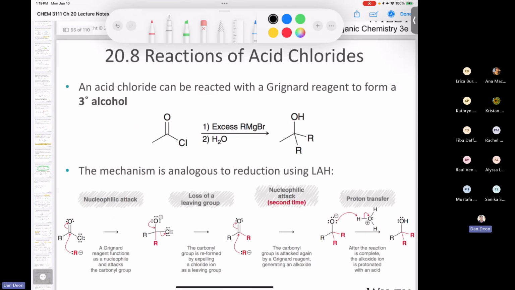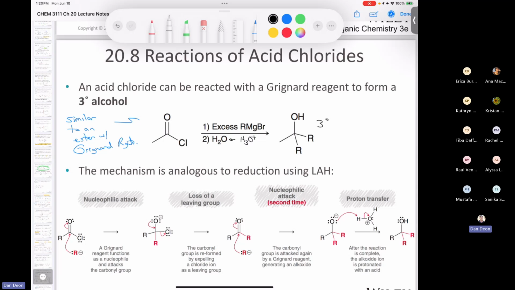So this reaction is not a review, but this is similar to the reaction that we saw between a Grignard reagent and an ester back in the alcohols chapter. So to review, I'll just put here, similar to an ester with Grignard reagent. Okay, it's a similar reactivity. If we take an acid chloride and treat it with excess Grignard, followed by treatment with water or aqueous acid, either one is fine, we end up with a tertiary alcohol in this case.